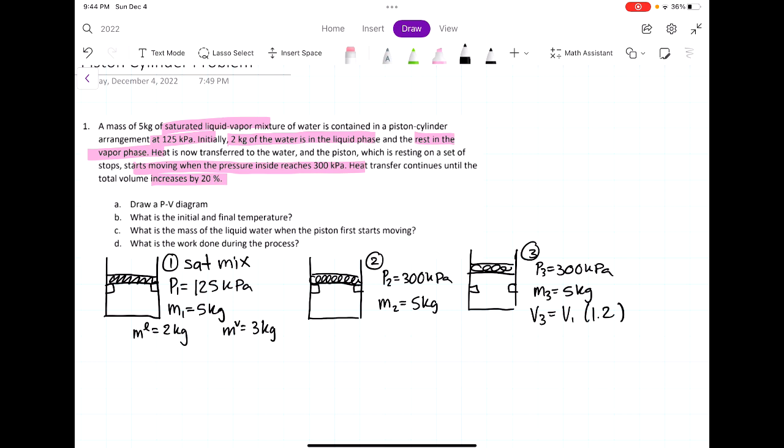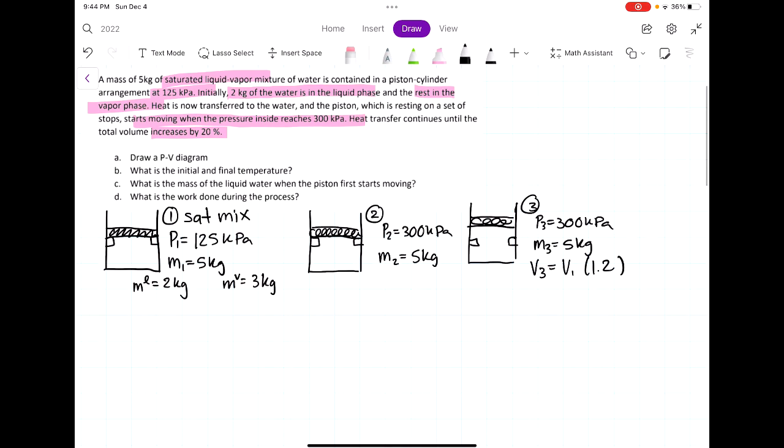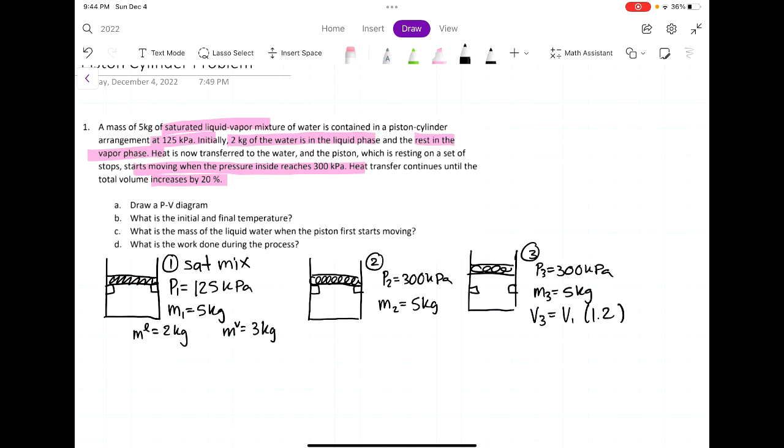Alrighty. So in order to draw our PV diagram, we need to know what phase these 3 states are in, right? So let's go ahead. Also, we know it's a closed system, right? Closed system. So that means M1 equals M2 equals M3. And we also know that the volume in 1 and the volume of 2 are the same, right? Because it's still resting on these stops. So we know that V1 is equal to V2, right?